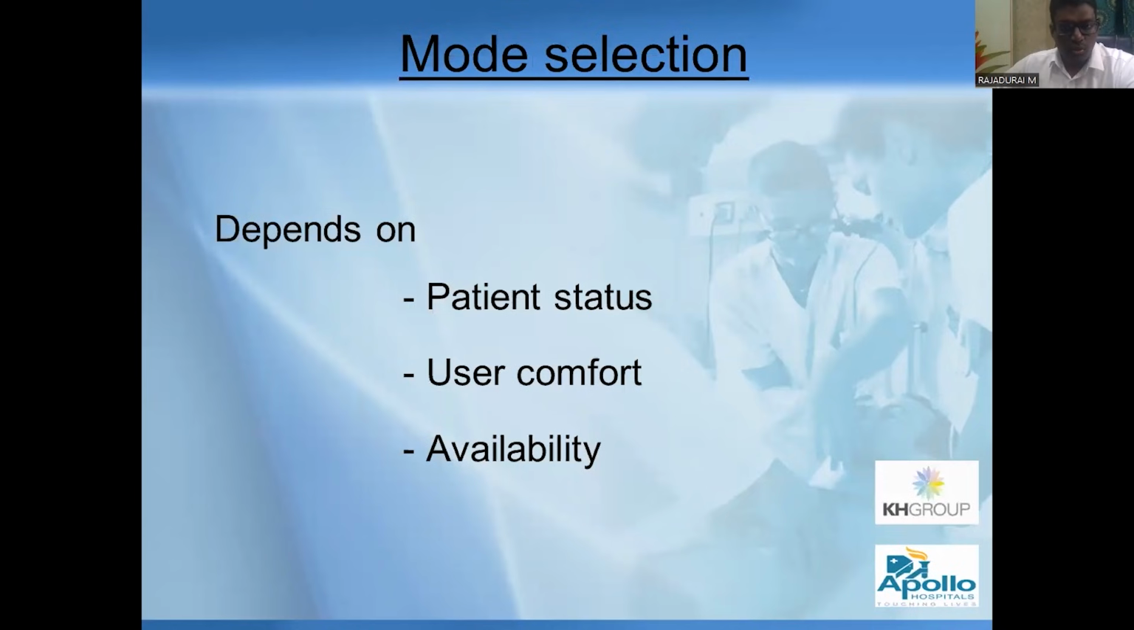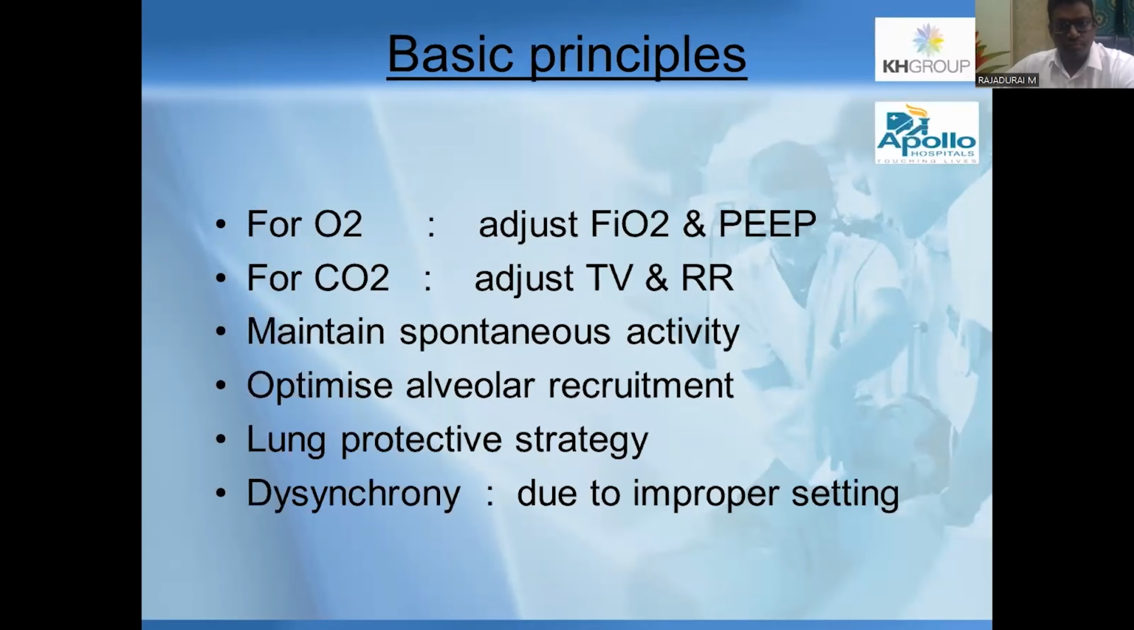Select mode, as I told you, depends on the patient status, your comfort, and the availability of the machines. So these are all the few basic principles you need to consider before you select the settings for your patient in your ventilator. Whenever there is a problem with oxygenation, always adjust FiO2 and PEEP. When there is a problem with CO2, adjust your tidal volume and respiratory rate. Make sure you maintain spontaneous activity.